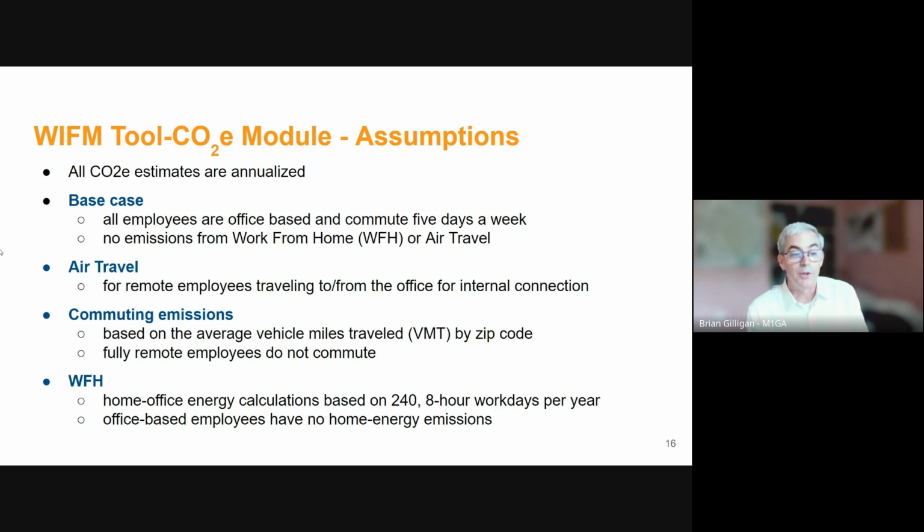Work from home, we're looking at office-based energy calculations based on just the time you would be at work. So we're assuming 240 days, 8-hour work days per year, and we calculate the assumed emissions from your home office during that time. If you're an office-based employee, you don't have any home energy emissions.